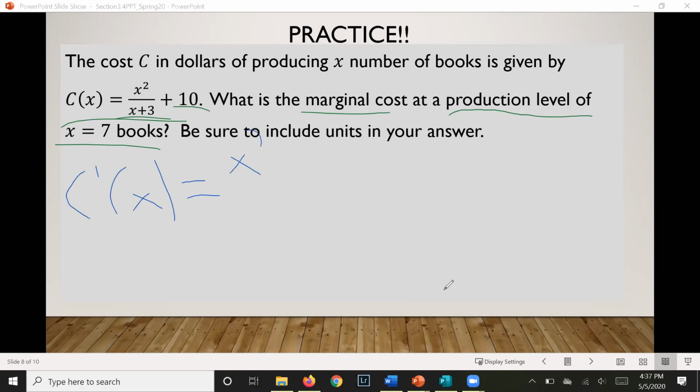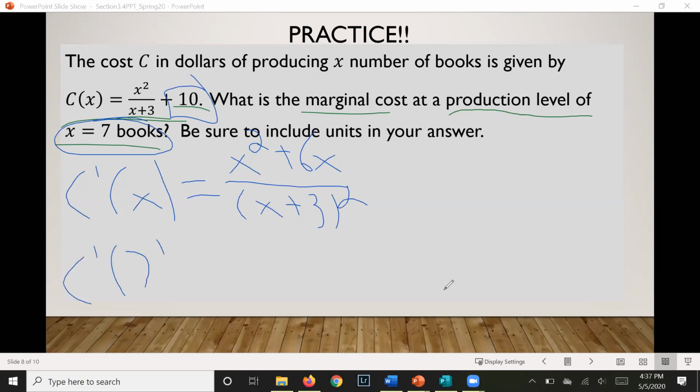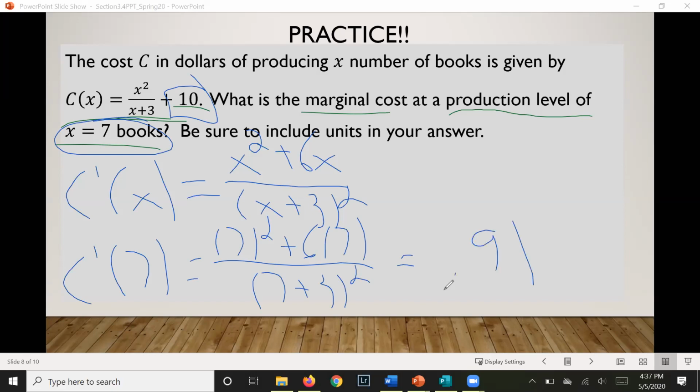If you do that, you can double check this, but I believe you'll get X squared plus 6X over X plus 3 squared. And then if we take the derivative of the 10, that's a constant, so it just becomes 0 and it goes away. And if we want to know our marginal cost now at a production level of X equals 7 books, well, all we need to do is plug in that 7. So we'll do C prime of 7, which will give us 7 squared plus 6 times 7 divided by 7 plus 3 squared. And if we work that out, it comes out to be 0.91.